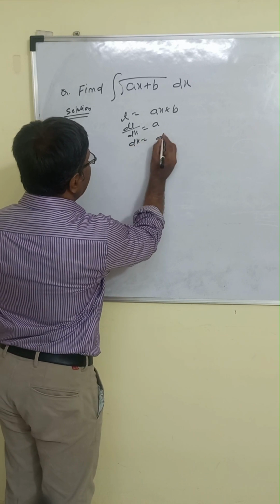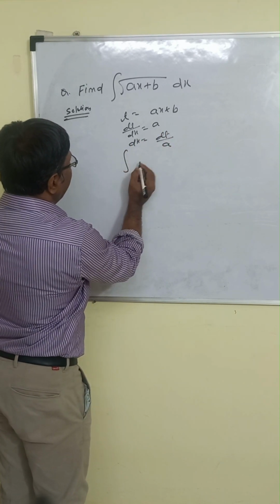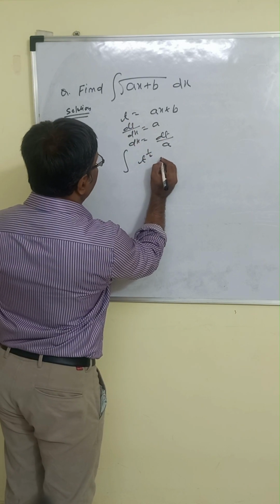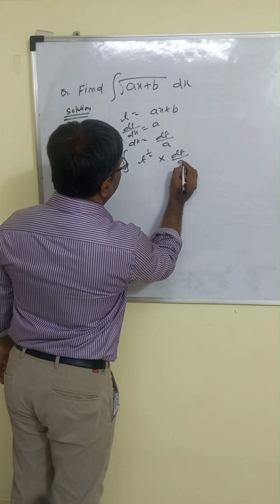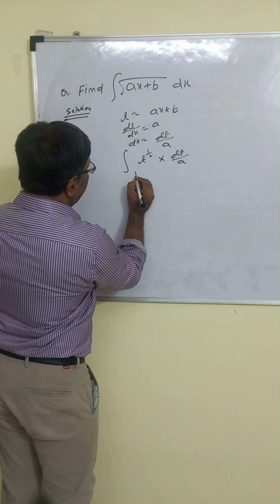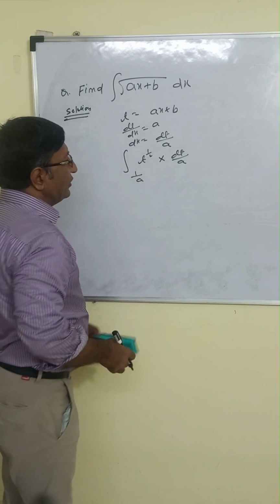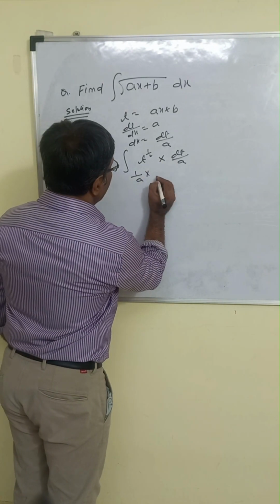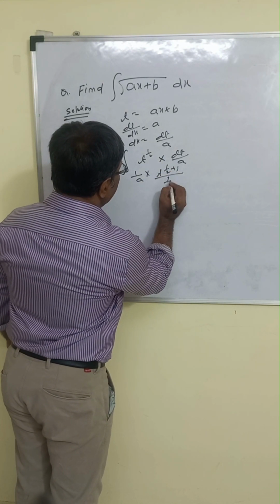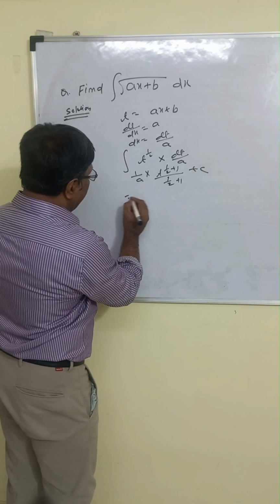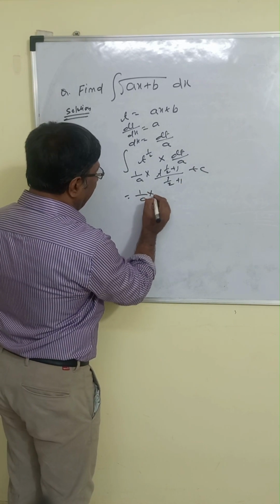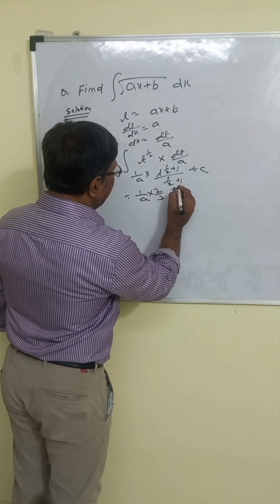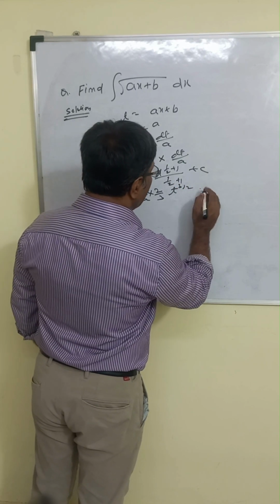So we can find dx equal to what? dt by a. Now the integration of ax plus b, that is t. So root under t means t to the power half. And dx is dt upon a. So we know 1 by a is constant, and the integration of t to the power half is t to the power half plus 1 divided by half plus 1, plus c. So the correct answer will be what? This is 1 by a, and half plus 1 is 3 by 2, so it becomes 2 by 3 and t to the power 3 by 2, plus c.